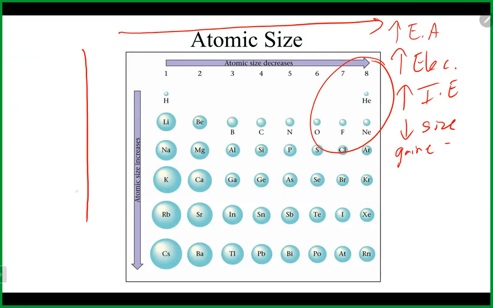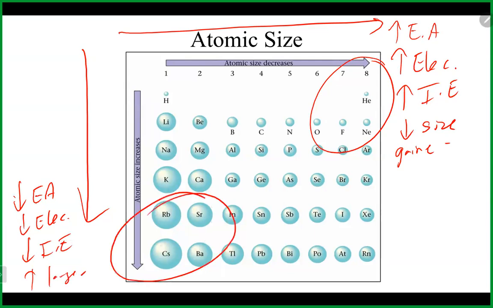As we go down and to the left on the periodic table, we have pretty much all the opposite. They have low electron affinity, low electronegativity, low ionization energy, and they are much larger. So all of those things account for why these guys typically will lose electrons. They really are not looking to gain electrons. They're not looking to hang on to the electrons they have.